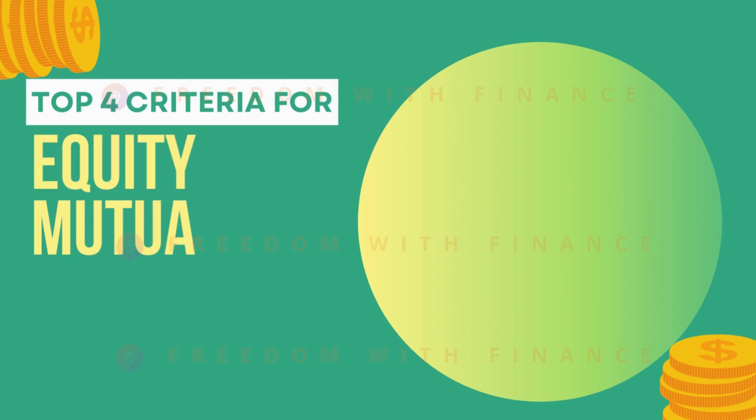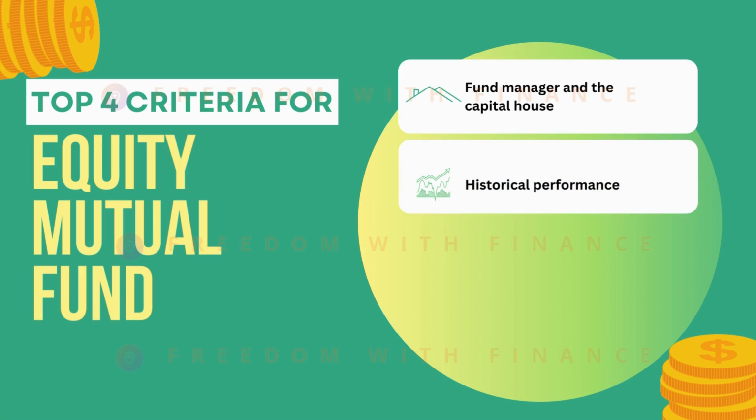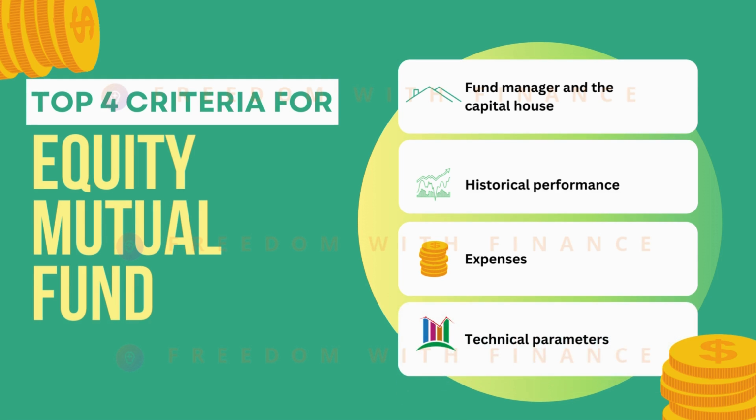Okay, so top 4 criteria for an equity mutual fund. Number 1, the fund manager and the capital house that's hosting it. In this example, it's SAB Invest. Second is the historical performance. Historical performance of a mutual fund does not guarantee future returns, which is absolutely true. But at the same time, it's still important to look at how the fund has performed historically. Number 3 is the expenses. There are different sets of expenses that are considered when hosting or creating a mutual fund. We will go into some of them, and then some of the important technical parameters to consider.